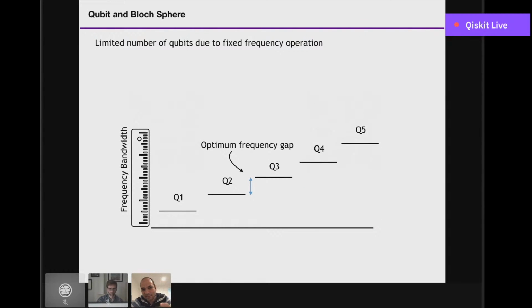So we can optimize. We can have them close enough so they can interact for good reasons, and isolated enough so they don't start interacting in the wrong way. If you have a frequency bandwidth, I can put so many qubits with an optimum frequency gap. And as you see, eventually I will run out of space, depending on what the numbers are. This is mainly because I assume that the frequency of my qubit is fixed and not tunable.